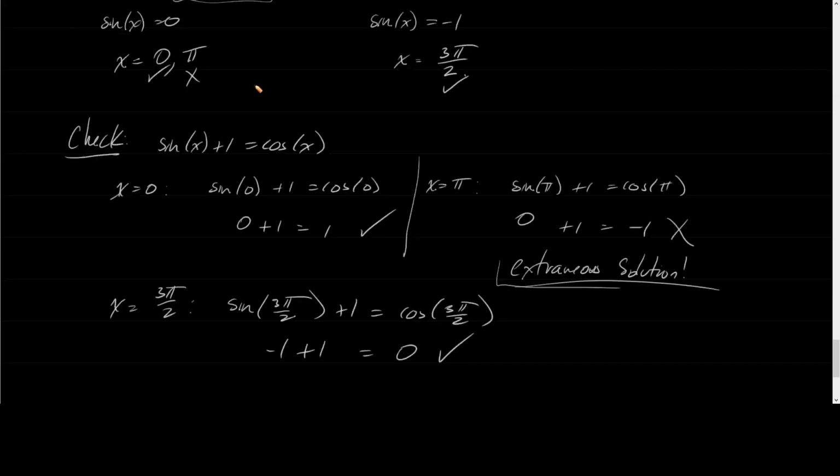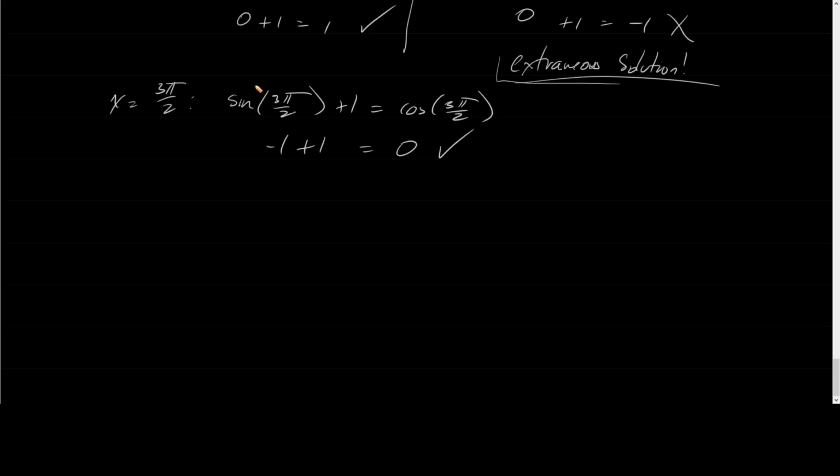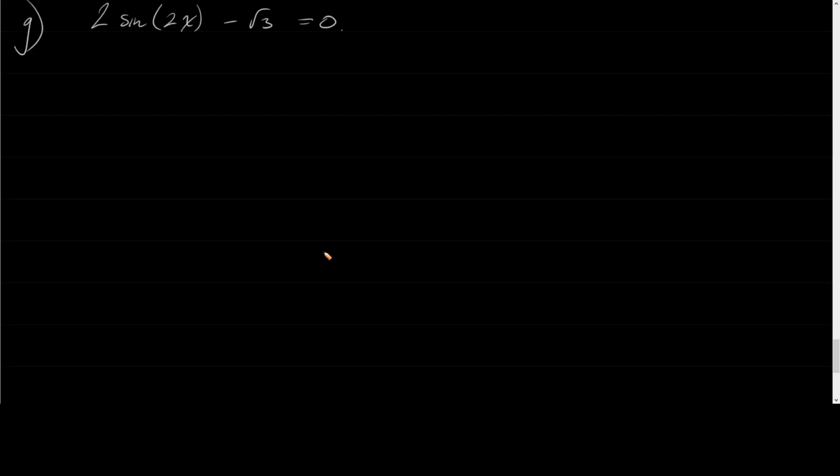All right, so let's do another one. So that was F. G. Let's say that I had something like 2 sine of 2x minus radical 3 is equal to 0. And this one we're not going to do only on the unit circle. We're going to say just in general.